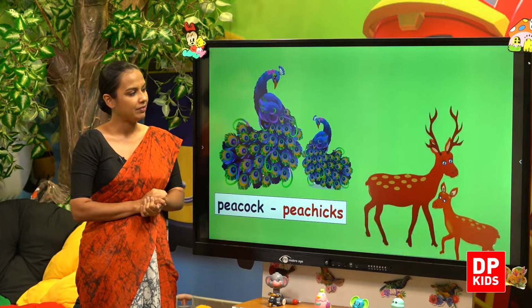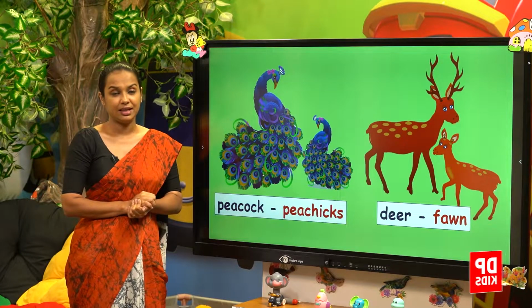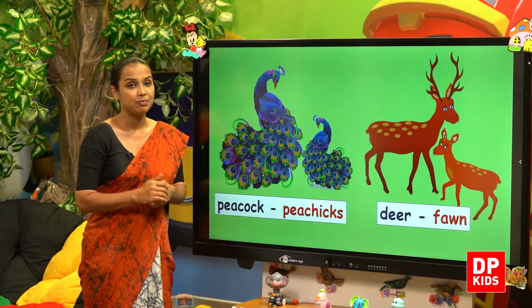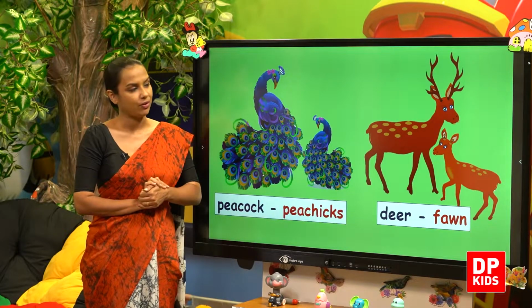Then we have the deer. It's a fawn. What is it? It's a fawn. The baby deer is called a fawn.